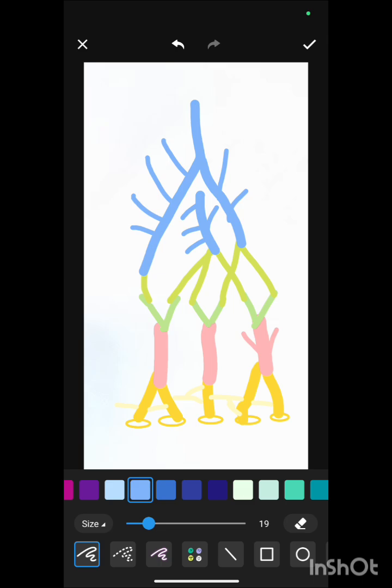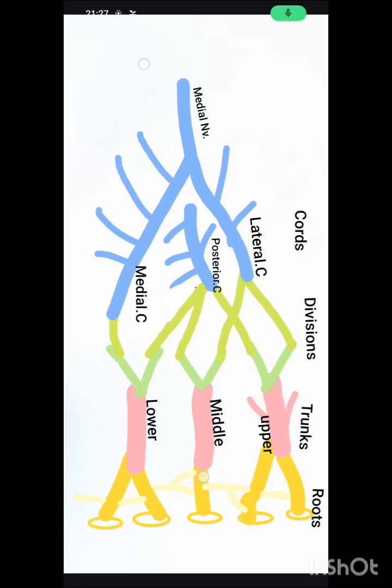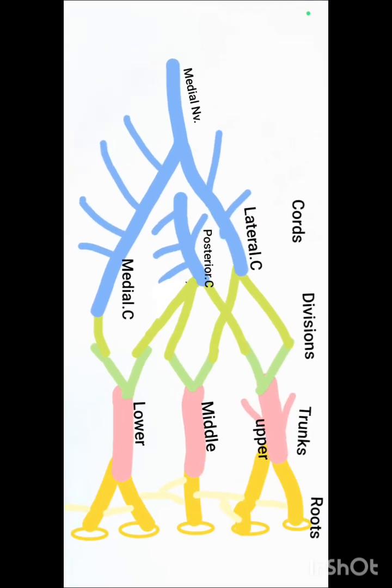I'll give the labeling later and I'll add it to you. Have the roots, trunks, divisions, cords, and branches. I can recap it for you again.